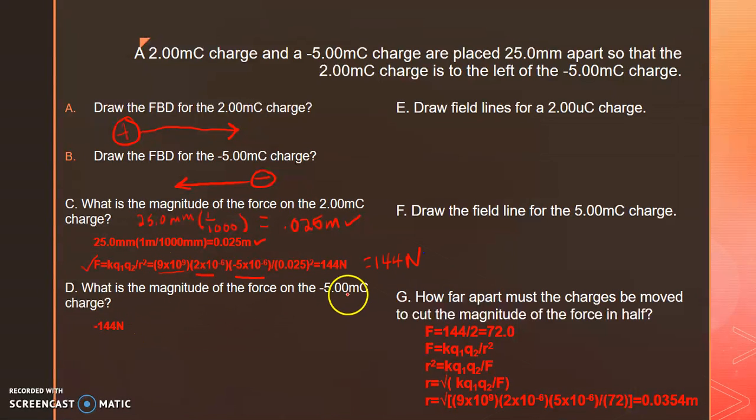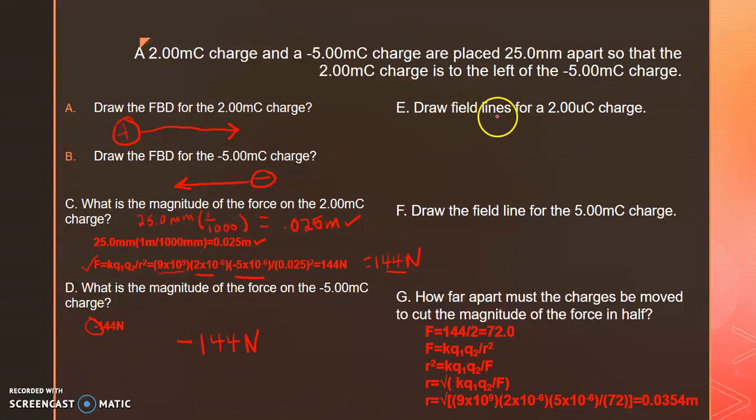So what is the magnitude of the force on the negative 5? Now since it's going in the opposite direction, traveling to the left, we have to add that negative sign in front of the force. So that's why we'd have negative 144 newtons.